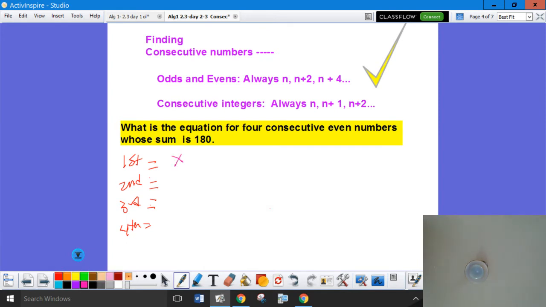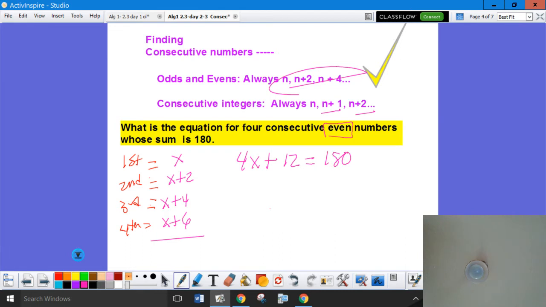Starting with x. Remember, these are even. So even is going to hop by 2's. X plus 2, x plus 4, x plus 6. And if I'm going to go ahead and combine these vertically so I can just make it a little easier on myself, 4x, 2 and 4 is 6, 6 and 6 is 12, and it's going to equal 180.